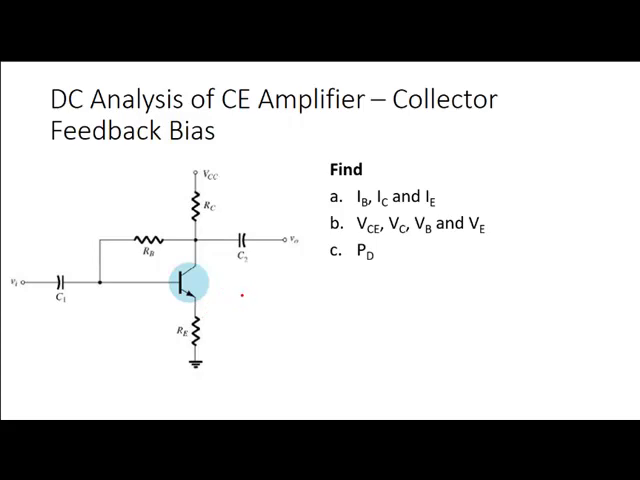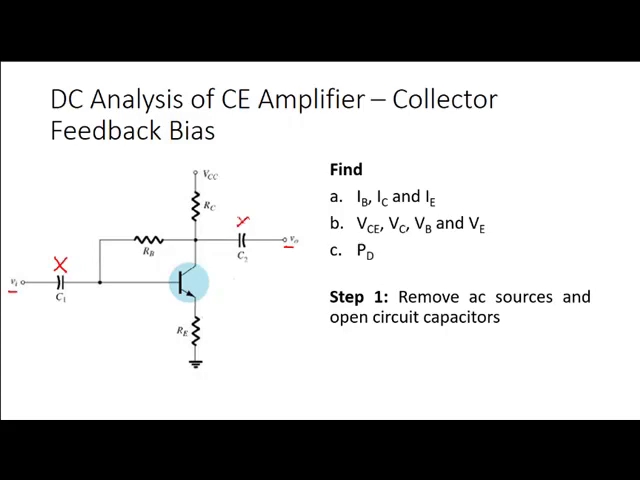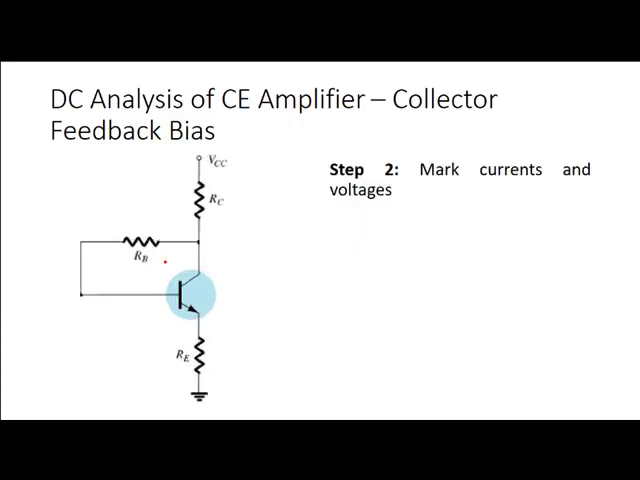So the first step to carry out DC analysis is to remove all the AC sources. We don't want the effect of AC on our DC analysis. So the AC sources VI and V0 should be removed. And for all the DC currents and all the DC signals, capacitors C1 and C2 act as open circuit. So let us open circuit C1 and C2 as well. Open circuiting capacitors C1 and C2 removes the AC signal from our circuit, and after removing C1 and C2 we get the circuit like this.